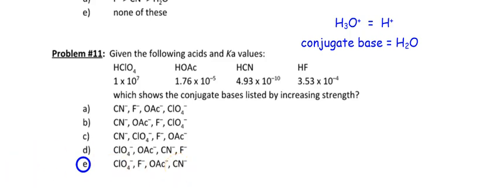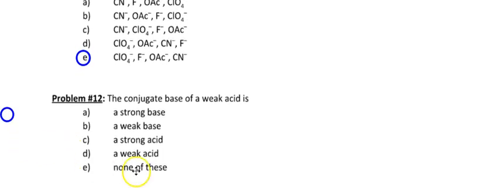All right. Let's look at problem number 12 now. The conjugate acid of the conjugate base of a weak acid is, what do you think? If you said a strong base, you are right.